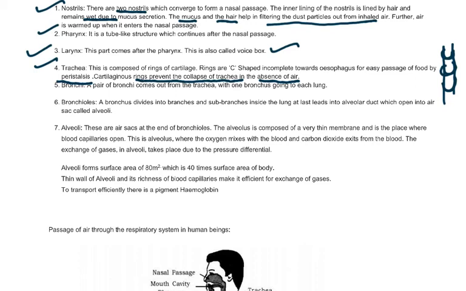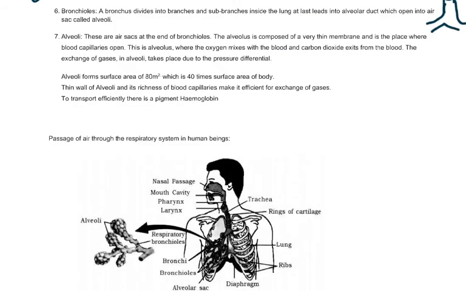Now as the trachea reaches the middle of the chest, it divides into two branches. These two branches are called bronchi. Each bronchus enters each lung, as you can see in the diagram. When these bronchi enter each lung, they further split into smaller tubes. On the left side it divides into two, whereas on the right side it divides into three bronchioles.